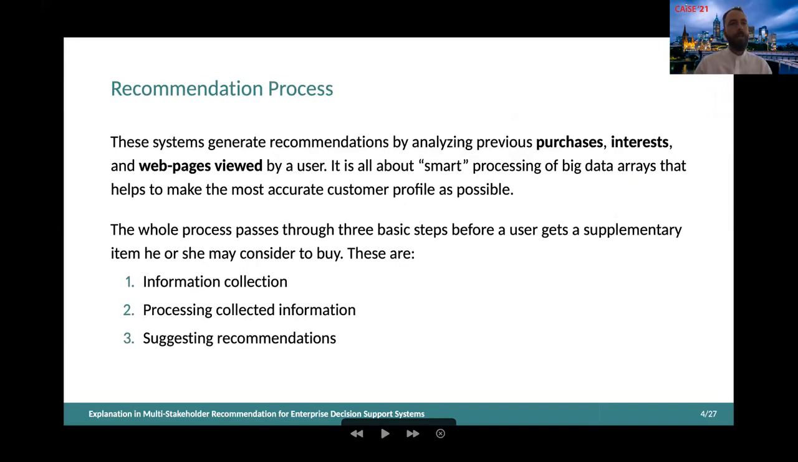These systems generate recommendations by analyzing previous purchases, interests, and web page views by users. It's all about the smart processing of big data that helps to make the most accurate customer profile possible. This is why data science plays a primary role in building recommender systems. The whole process passes through three basic steps before a user gets a supplementary item he or she may consider to buy or to view. These steps are information collection, processing collected information, and in the end, suggesting recommendations.